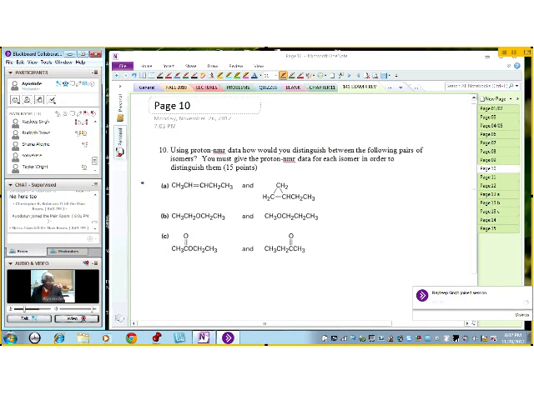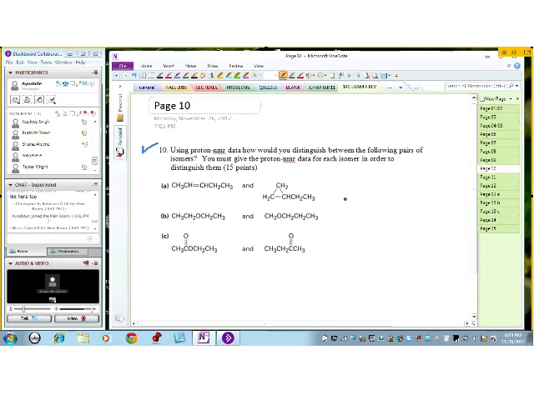So anyway, let us get this session started because as much as possible, I would like us to finish the set of questions that are posted on your screen at this moment. These are questions from the previous exam 4. Jaconda Capers, can you go ahead and read this question for us? Using proton NMR data, how would you distinguish between the following pairs of isomers? You must give the proton NMR data for each isomer in order to distinguish them.